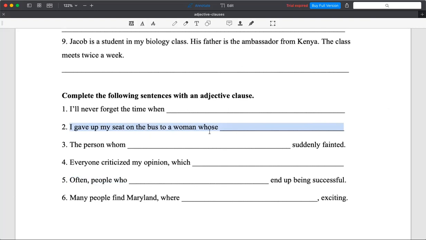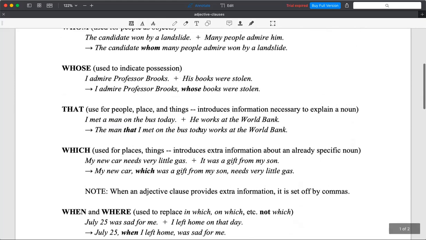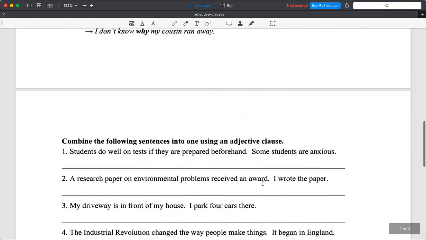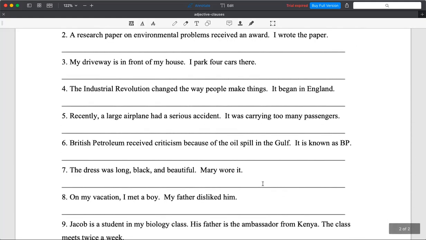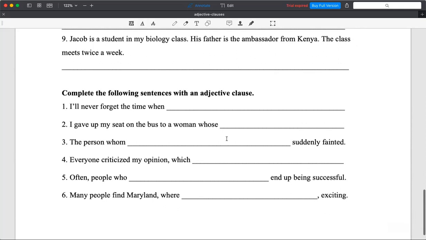I gave up my seat in the bus to a woman who was pregnant. You can't use who's pregnant. You want to say who was pregnant. That's a different story. Whose is possessive. For example, when you have possession, say his books, I say whose books. You can say a woman whose umbrella was broken, for example. Whose bag, a woman whose bag was white, for example. Something that belonged to a woman, specifically defined in this one.